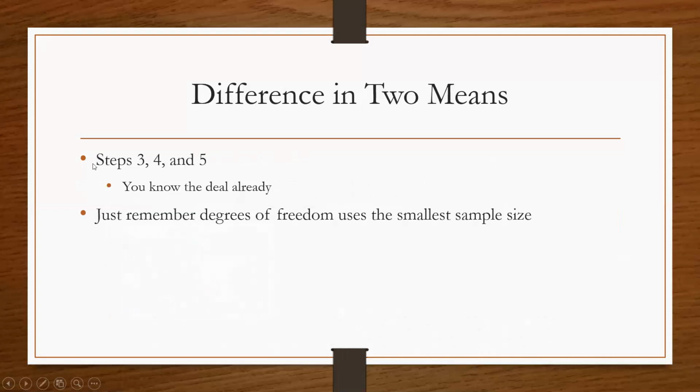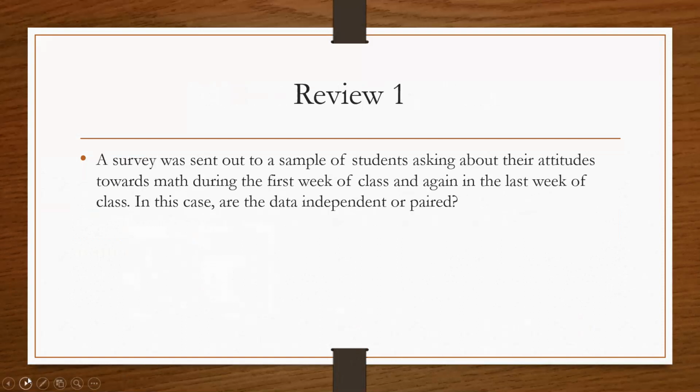So when it comes to finishing it out, you already know: find the p-value, make a decision, and then state that in a real conclusion. It doesn't change, no matter how you look at it, those 3 steps are always the same. And just remember, for degrees of freedom, you always have to use the smallest sample size. If you use the larger one, it's going to skew your t-value a little bit, and you're just not going to get the right answer.